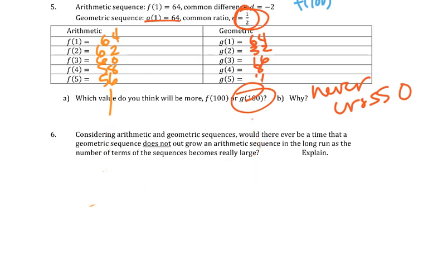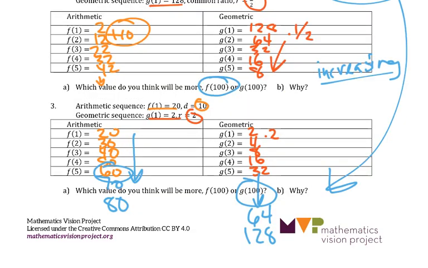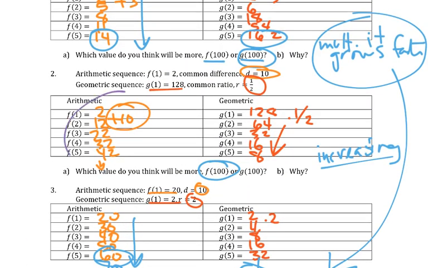Alright, so considering arithmetic and geometric sequences, would there ever be a time that a geometric sequence does not outgrow an arithmetic sequence in the long run, as the number of terms becomes really large? Well, it kind of depends. Generally the geometric works every time, except in this case where this one was increasing and that one was decreasing.